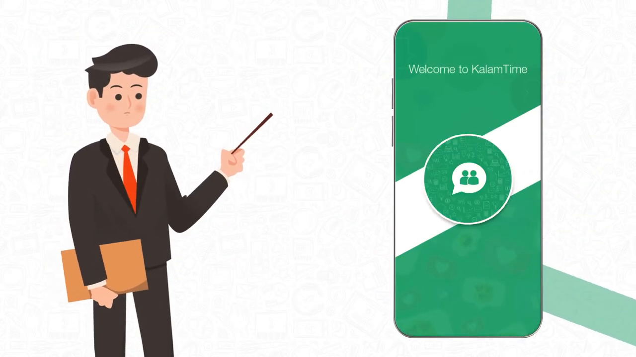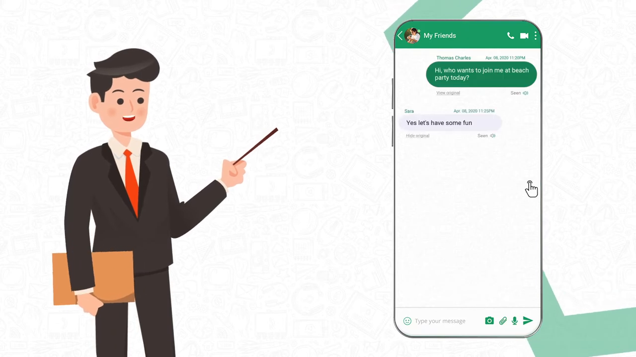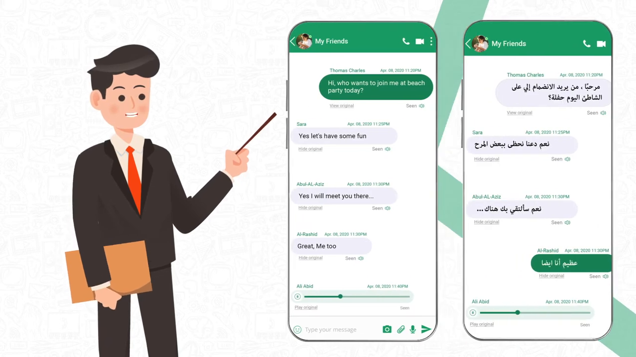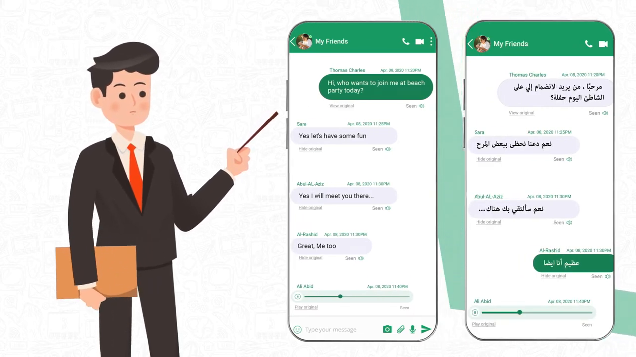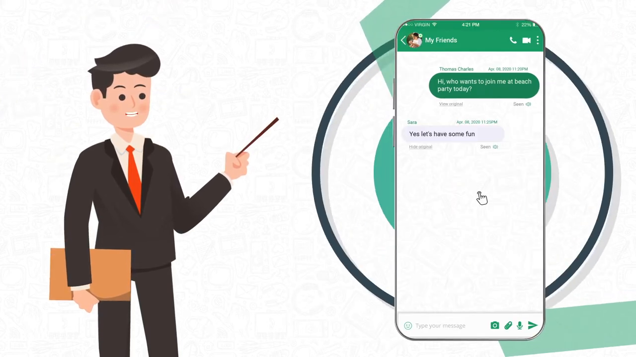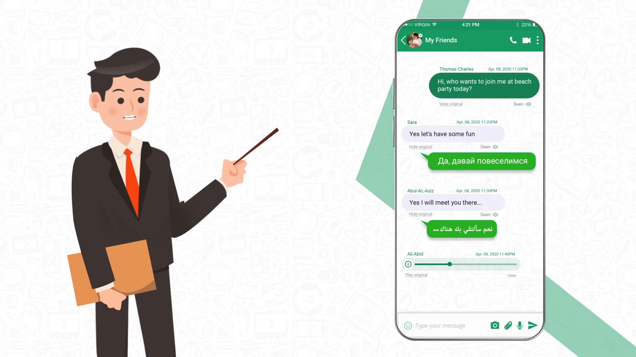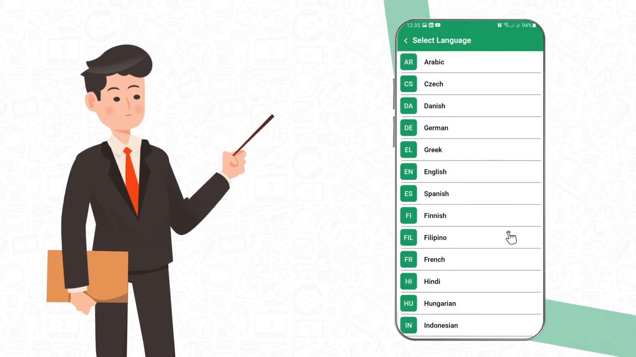With KalamTime, their lives are going to be easier. KalamTime is a new generation messaging and calls app that helps you break the barrier of language between you and those who you want to connect with. KalamTime auto-translates all messages in a language you understand. Just select the language of your preference in the settings and it is all set.